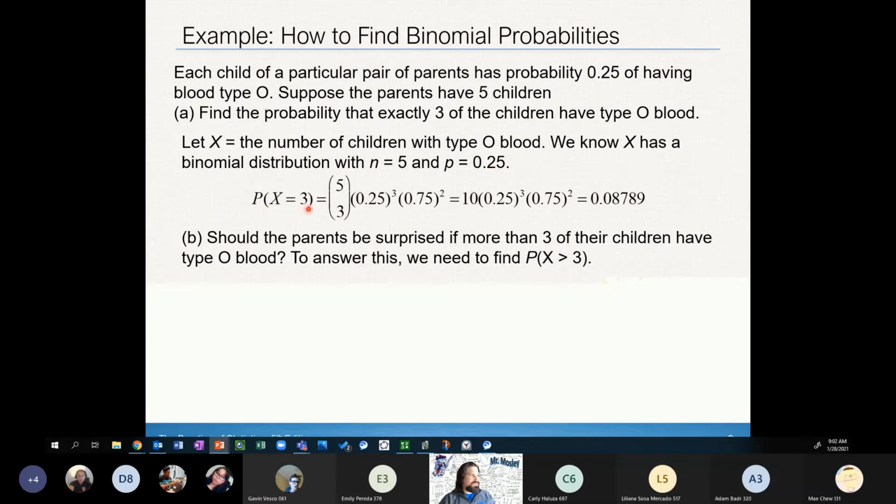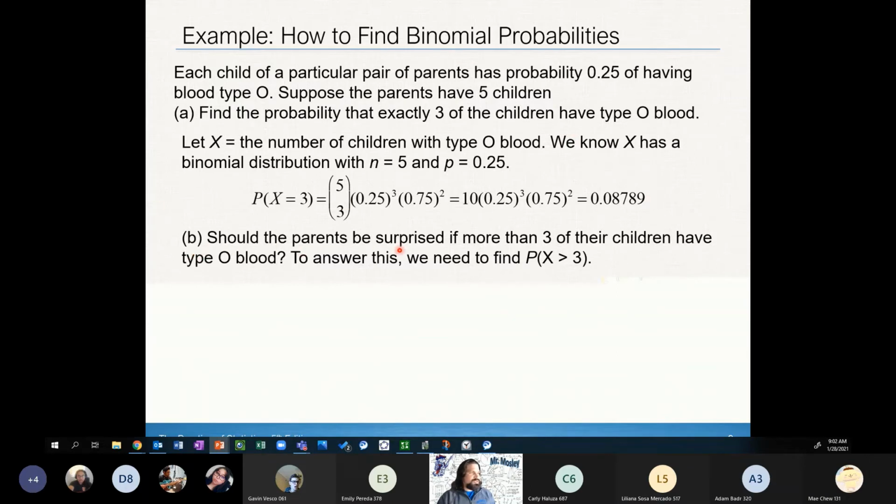So the probability of X equaling 3 is 5 choose 3 times 0.25 cubed times 0.75 squared, which is equal to 10 times 0.25 cubed times 0.75 squared, and we get 0.08789, just shy of 9%. This question only said find the probability. It did not say to interpret or explain what this means in context, so we're done.